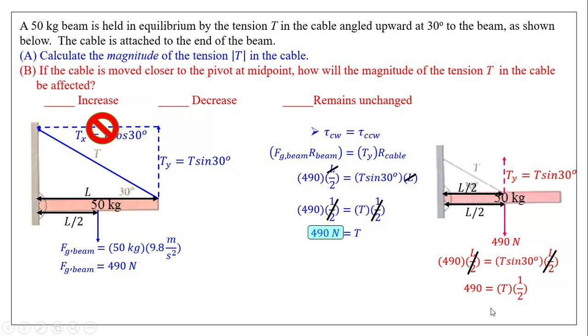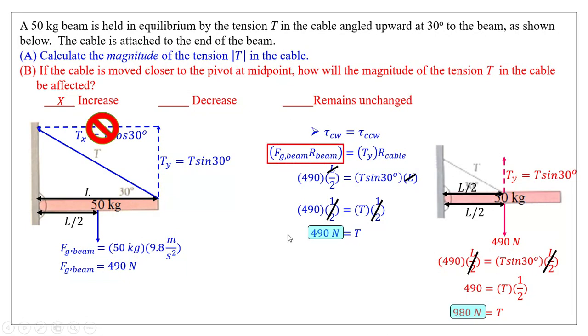So 2 times 490 will give us a value of 980. As you can see here, the answer is greater than what it was before. So in this case, I would choose the value of increase. However, I did the math there just to show you that it does increase, but conceptually speaking, watch what I'm going to do in my work here in blue.